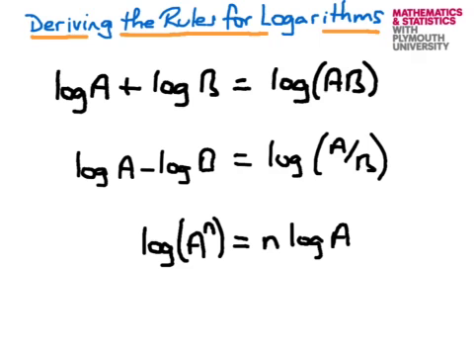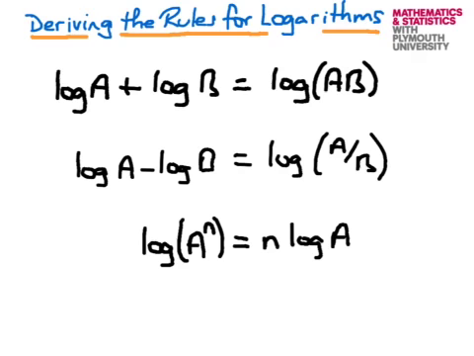So the first rule for logarithms says that if you're adding two logarithms together with the same coefficient in front, then this is equal to the logarithm of the product of the arguments, a and b, multiplied together. The next rule says that if you have a logarithm and then you subtract another logarithm from it, this is equal to the logarithm of a divided by b. The minus sign here puts this on the bottom.